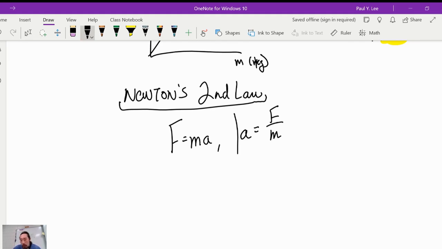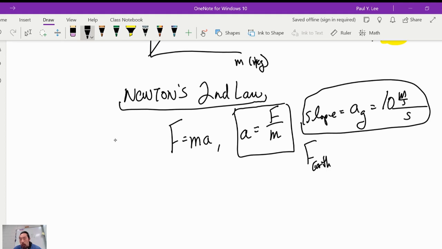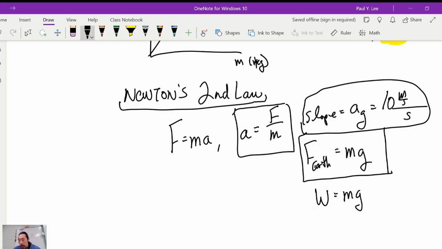And remember, we got this from our lab by taking the slope, and we said that the slope was equal to the acceleration due to gravity, which is 10 meters per second squared. Very important number. With this number, let's make another connection. This number tells us the force of the Earth, aka the weight acting on the object, and we can rewrite this formula as m times g. This is strictly for the force of the Earth acting on the object, mg, which is also the formula for weight. Weight is equal to mg as well.